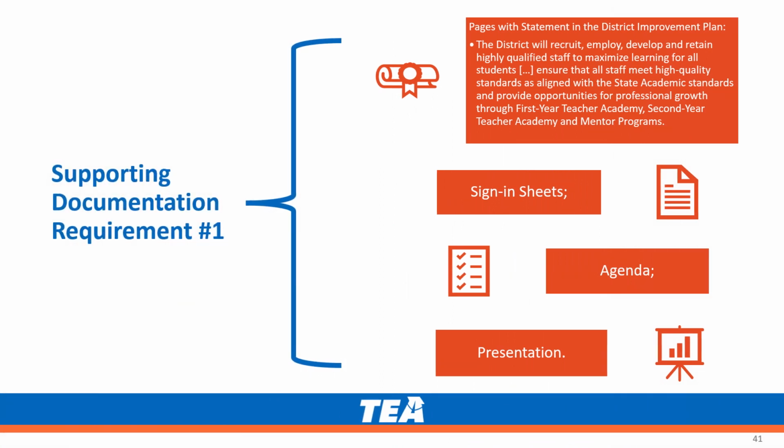Here we have an example of supporting documentation for this requirement. First, we have pages with the statement and the district improvement plan. In this example, it reads, the district will recruit, employ, develop, and retain highly qualified staff to maximize learning for all students, ensure that all staff meet the high quality standards as aligned with the state academic standards, and provide opportunities for professional growth through the first year teacher academy, second year teacher academy, and mentor programs. This can be enhanced with sign-in sheets, agendas, and a presentation if available.